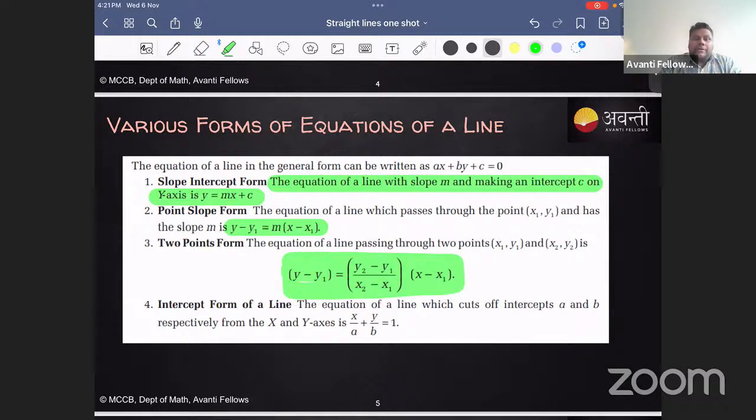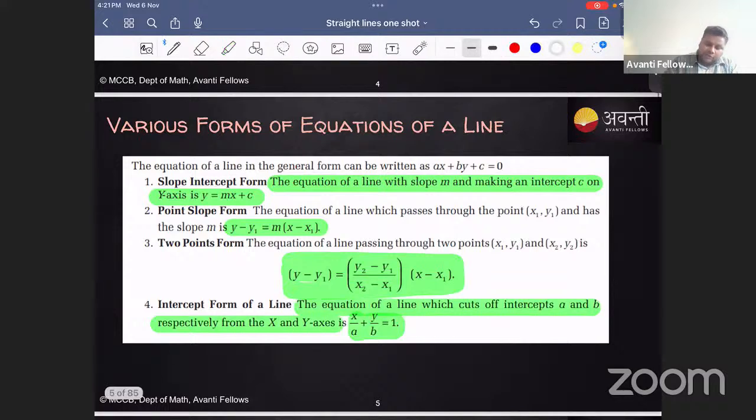So two-point form is y minus y1 equals (y2 minus y1) upon (x2 minus x1) into (x minus x1). And then intercept form, equation of a line which cuts off intercepts of a and b respectively on x and y axis, is x upon a plus y upon b equals 1. Got it? Now we'll do a few questions.